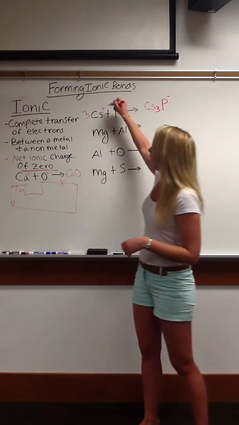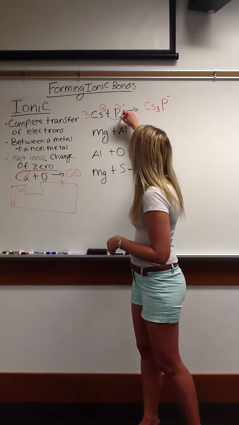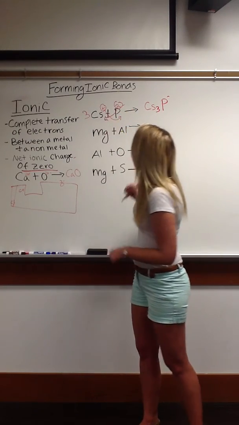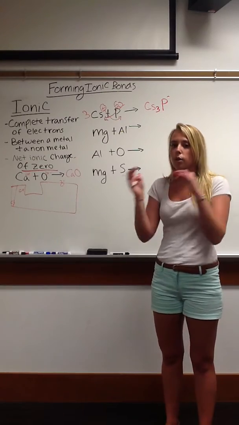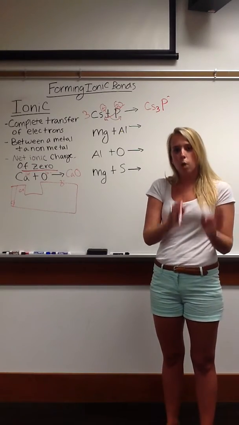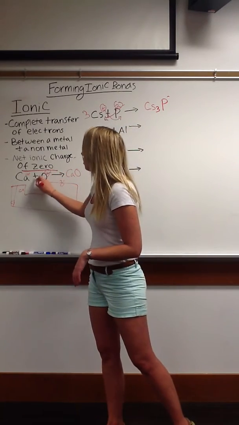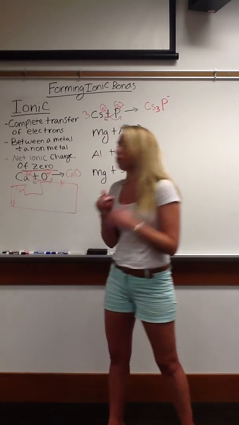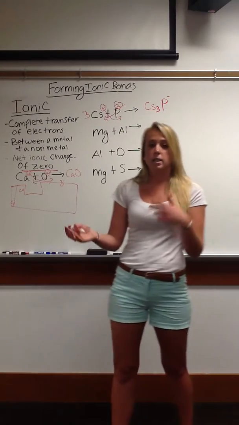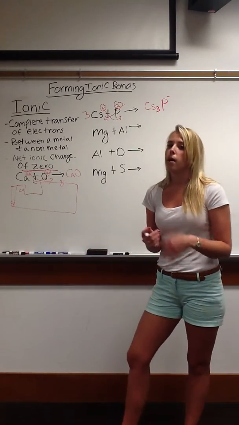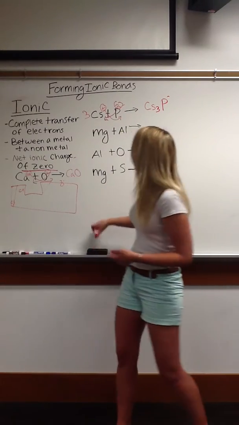One way that I do it is I actually will take my charges and I will flip them down. So that way I know that I need 3 of cesium and 1 phosphorus. If they were to take these two and flip them down, and they're divisible by itself or by something else, then you can cancel them out and then it will just be 1 of them.